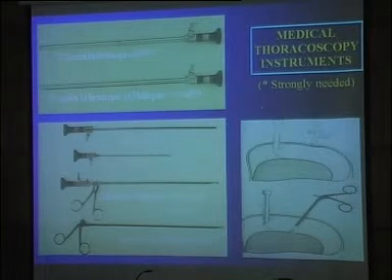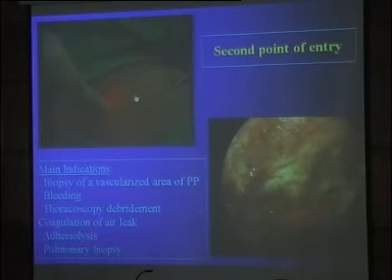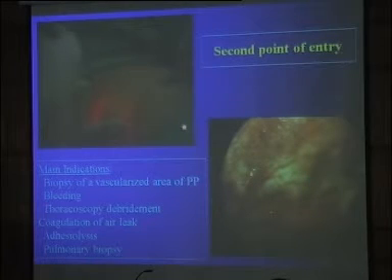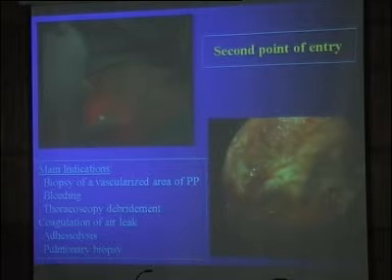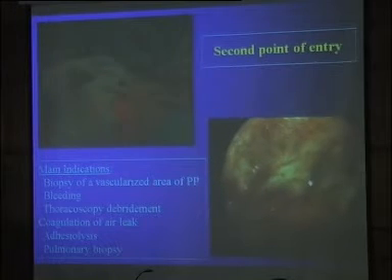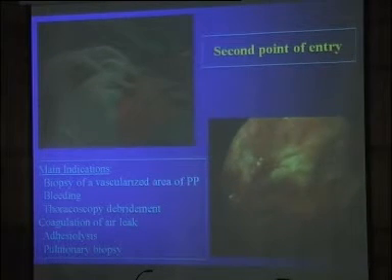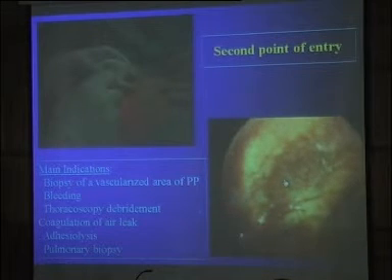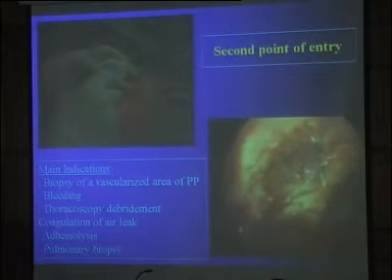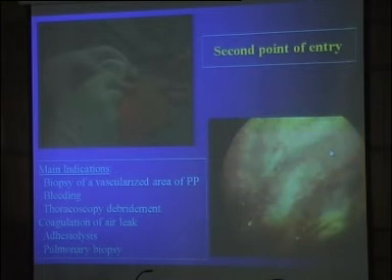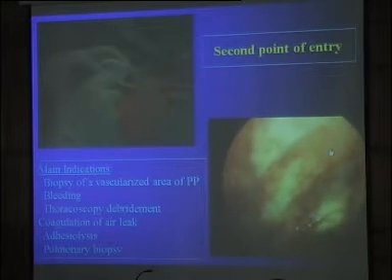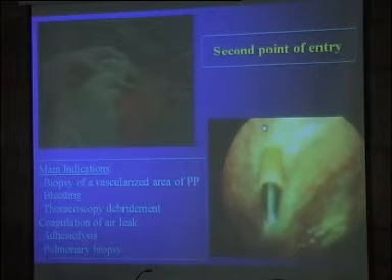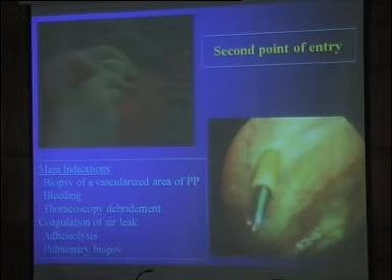But just in case you need coagulation, it's easy under visual control to create a second point of entry, as you can see here, under visual control from outside or from inside. And then at this level, you can put the 5 millimeter trocar, as I show you. And then you can go through and put your coagulating forceps in this trocar.